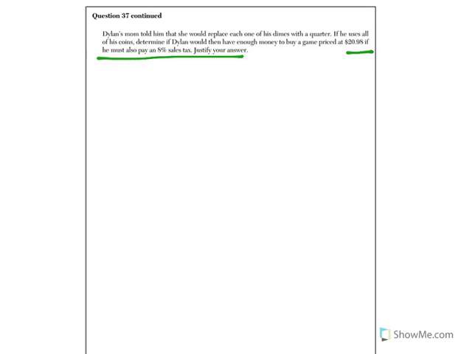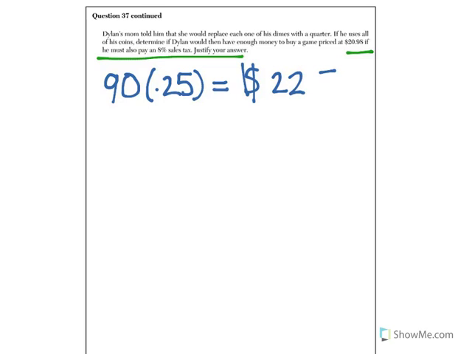So first we'll talk about how much money Dylan's going to have if his mother replaces all of his coins, and remember he had 90 coins, with quarters. And so we can multiply 90 with 25 cents, this 0.25, and that means that Dylan is going to have $22.50 to work with. And we'll see if that's going to be enough to pay for this game once we also include the sales tax.